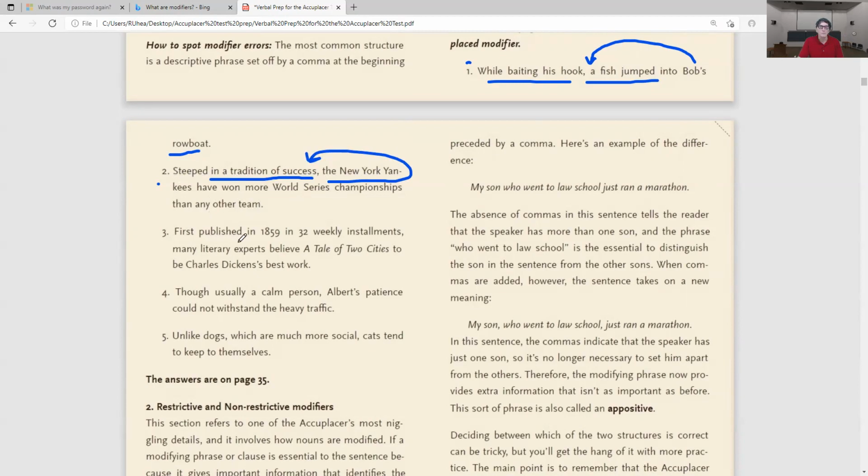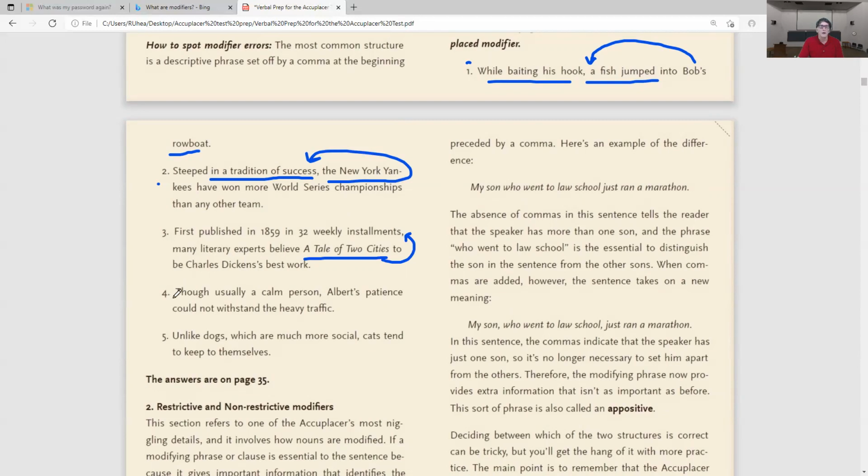Number 3, first published in 1859 in 32 weekly installments, many literary experts believe A Tale of Two Cities to be Charles Dickens' best work. So the first part of the sentence, first published in 1859 in 32 weekly installments, what was it? It was A Tale of Two Cities. But A Tale of Two Cities comes farther down in the sentence. It should be moved right up here after the comma. So it would read, first published in 1859 in 32 weekly installments, A Tale of Two Cities is Charles Dickens' best work. There we've got it in the correct place.